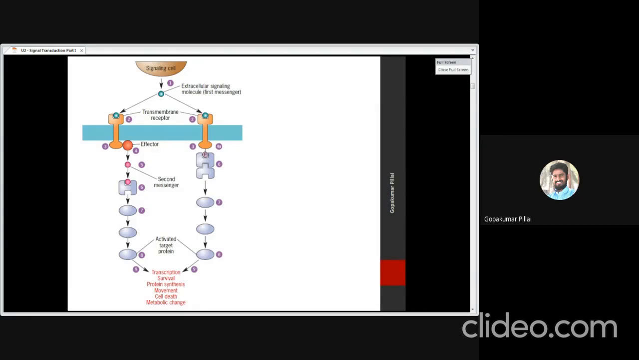Then the second cell should obviously have a receptor, then only it can get the signal. So there is a receptor present on the second cell which will now interact with the first messenger, that is the extracellular messenger. Now this receptor has two domains. The receptor has an extracellular domain and an intracellular domain. The intracellular domain is also called the cytoplasmic domain.